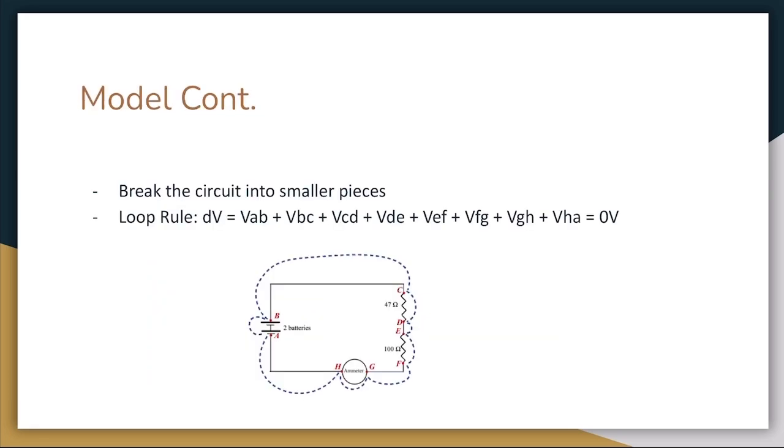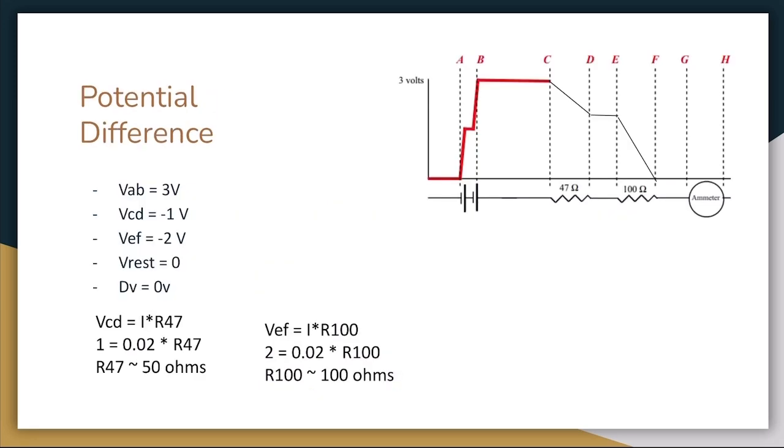To continue our model, we are able to break the circuit into smaller pieces. By using the loop rule, we are able to add each different segment of the circuit, and by definition, it will always equal 0 volts. By doing this, we can find the potential difference between each individual segment and piece.